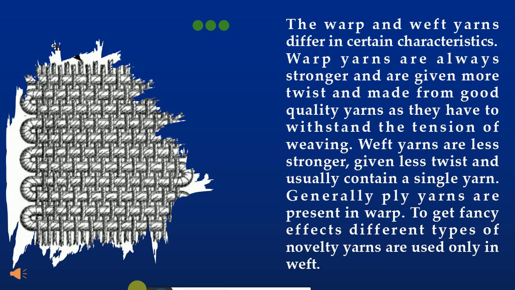The warp and weft yarns differ in certain characteristics. Warp yarns are always stronger, are given more twist and are made from good quality yarns as they have to withstand the tension of weaving. Weft yarns are less strong, given less twist and usually contain a single yarn. Generally ply yarns are present in warp. To get fancy effects, different types of novelty yarns are used only in weft.